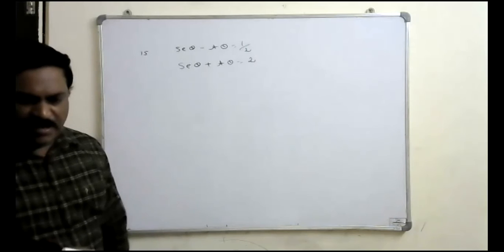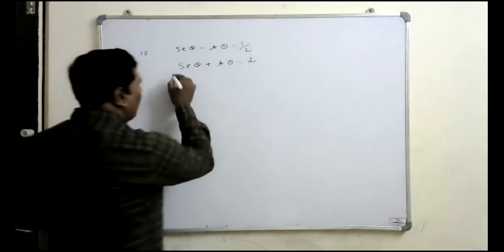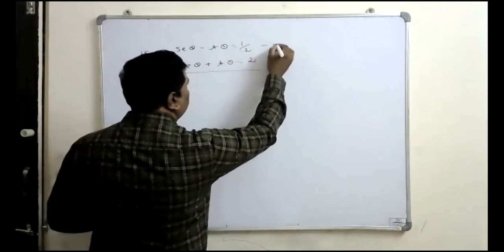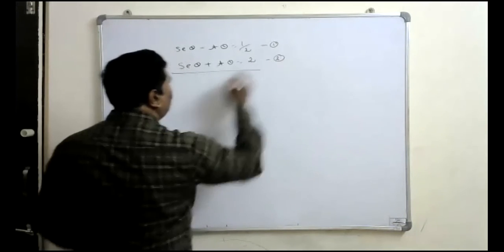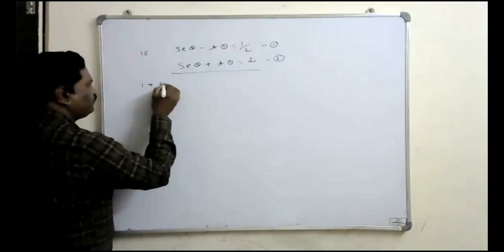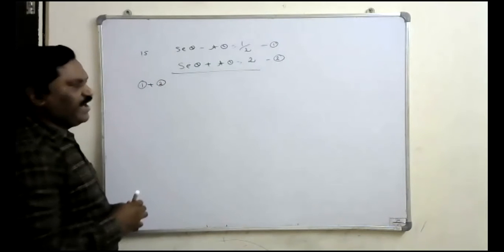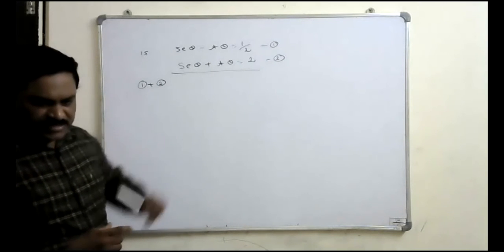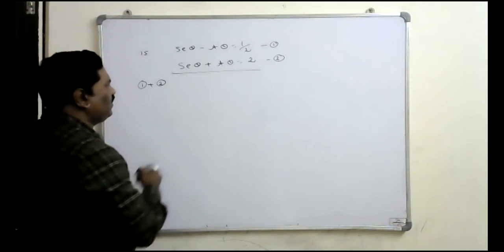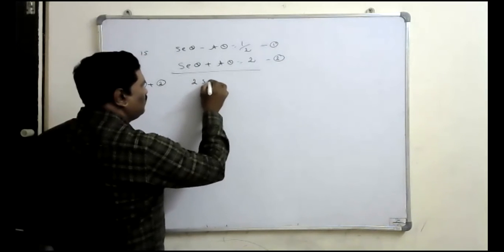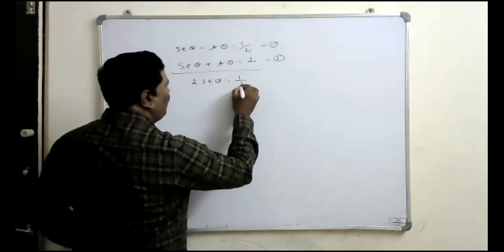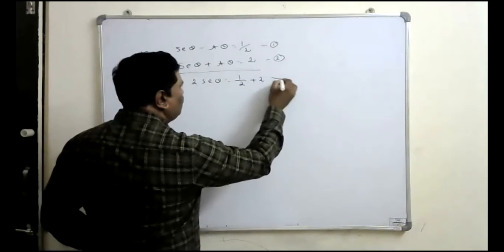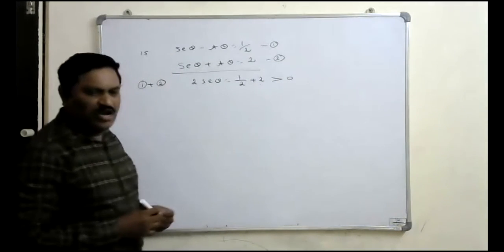Immediately consider secant theta plus tan theta. Now, if you add them, for this is equation number 1 and this is equation number 2, we will add 1 and 2. So, if we add them, tan theta is getting cancelled. Secant theta plus secant theta, which is 2 secant theta, is equal to 1 by 2 plus 2. So this is positive. 1 by 2 plus 2, always we get the positive.